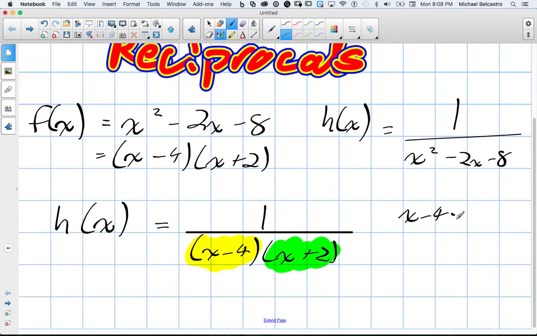X minus 4 equals 0 means x equals 4. But really what we're saying is x cannot equal 4. 4 cannot be one of the values when we're graphing that. Same concept for x plus 2 equals 0. When we bring 2 over, x is negative 2. But again, what we're saying is x cannot equal negative 2. So those are two of the restrictions on this. If we plug those values in, we get 1 divided by 0. This is an undefined idea.